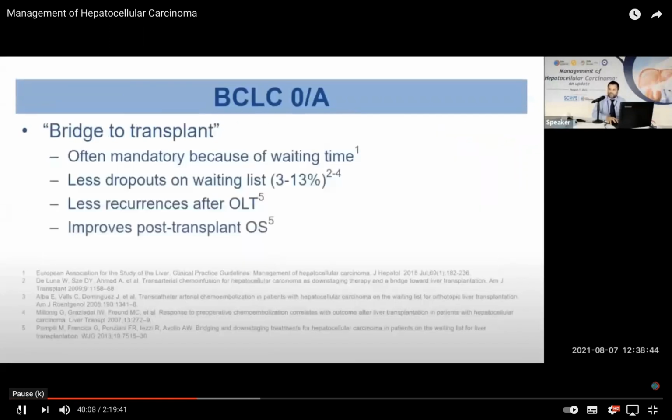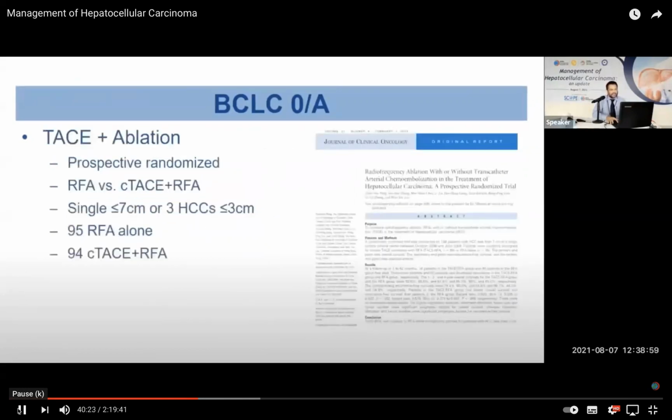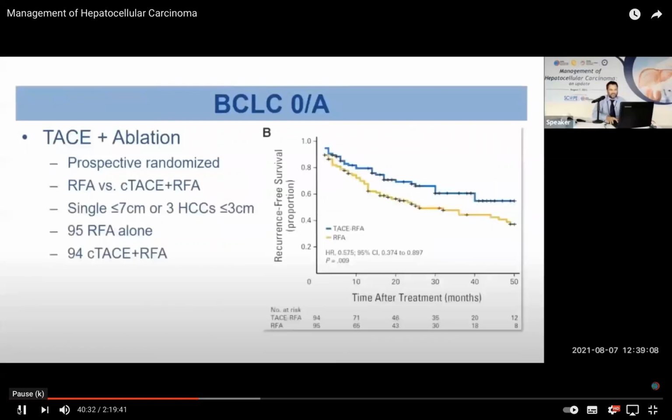TACE as a bridge to transplant is something we do in Shifa, mainly to help with the waiting time, and studies have proven that there's improved post-transplant overall survival. TACE and ablation: for lesions which are between 3 and 5 centimeters, this is now one of the recommendations, and we get a much better result, both in terms of recurrence-free survival and overall survival.